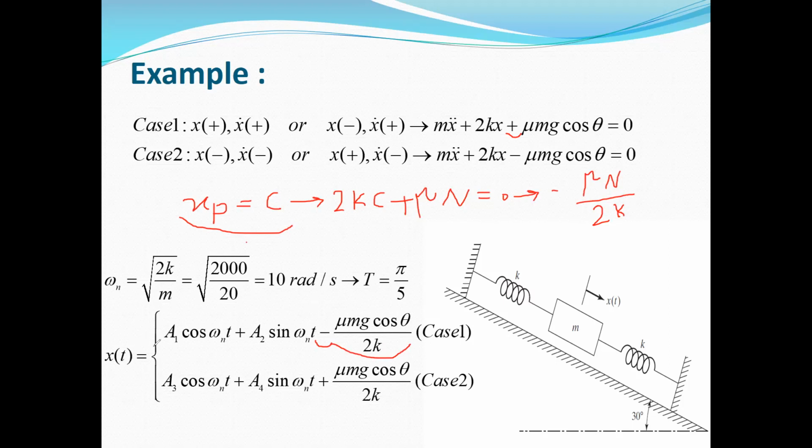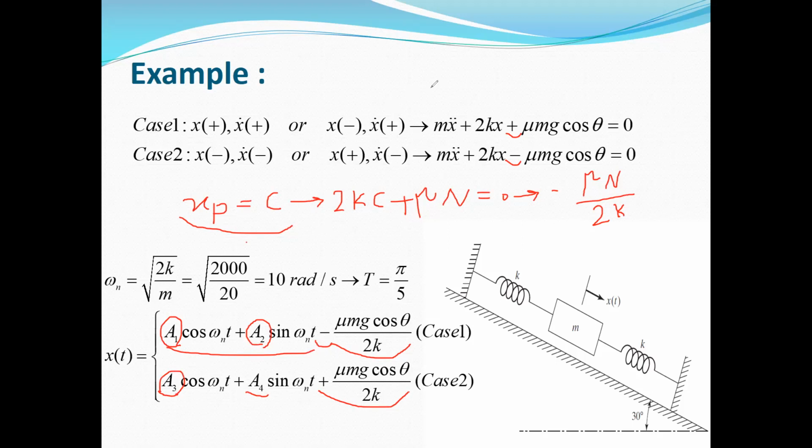And for the second case, this time we have a negative, and if you substitute xp equal to a constant value c, you can solve this equation and obtain the particular solution as plus mu mg cosine theta divided by 2k. The homogeneous solution is the same for both of them, a1 cosine omega nt plus a2 sine omega nt. And for the second case, only the constant coefficients are different, because the initial conditions are different, so the constant coefficients will be obtained different.